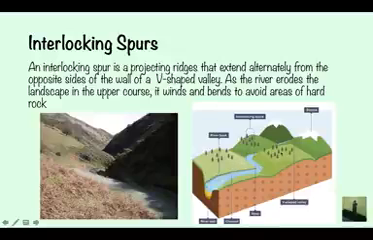Okay, and you can see it again in this diagram here. So it's going around the interlocking spurs, which are areas of hard rock.